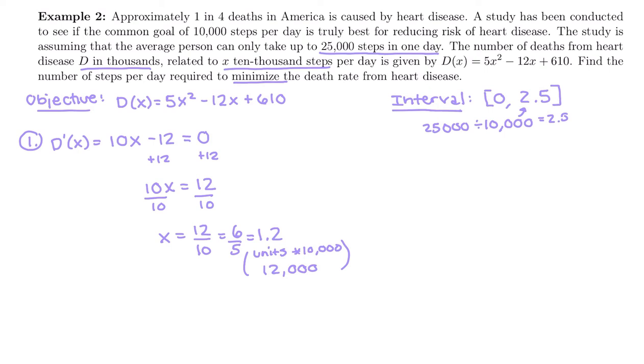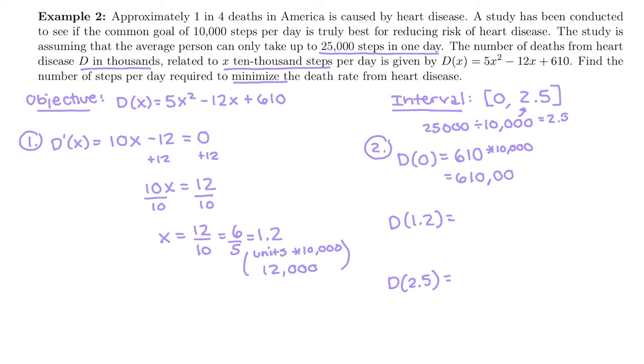So our second step is to look at that interval of interest, start with our lower bound, D of 0, least amount of steps, to the most amount of steps is 2.5 times 10,000, so 25,000. And then we can test 1.2, which really stands for 12,000 steps, and see what the risk of heart disease is. So we're going to plug back into the original function to compare some y values. If you plug in 0, 5 times 0 squared minus 12 times 0 plus 610, you're going to get 610 out. And unfortunately, that doesn't just mean 610 people die from heart disease. Remember, our units can multiply by 10,000. That means 610,000 deaths.